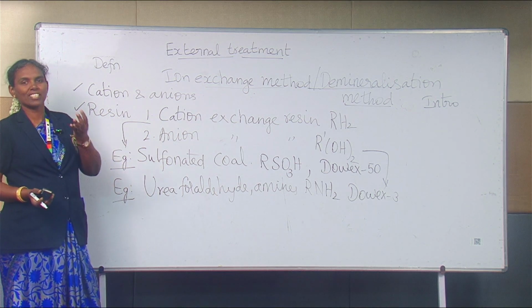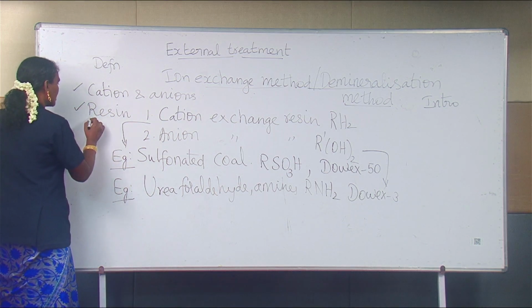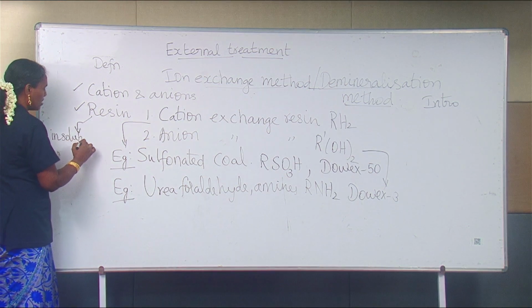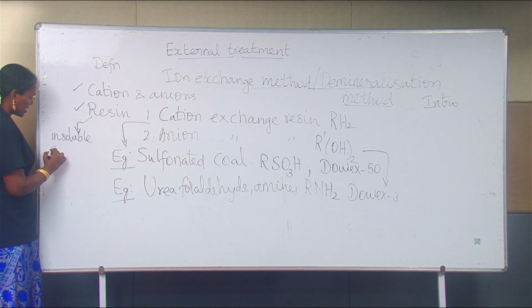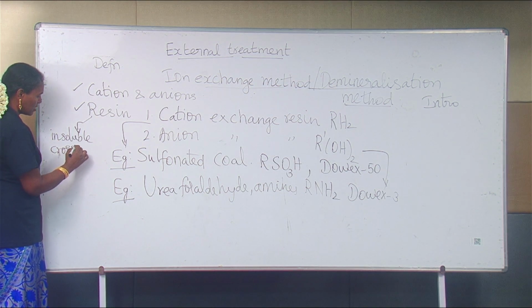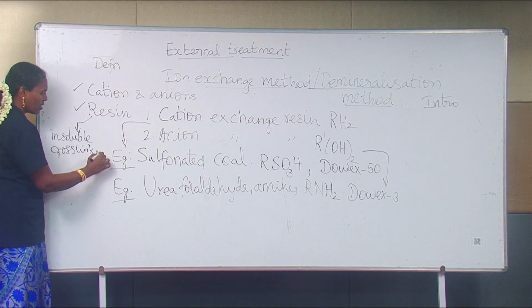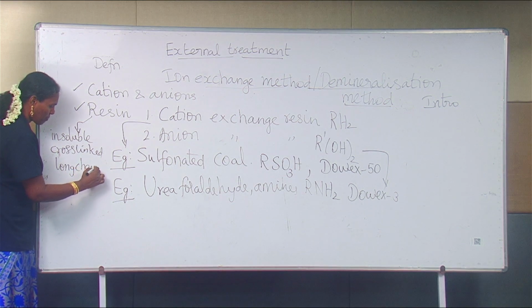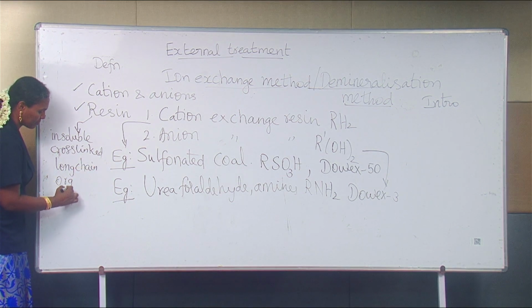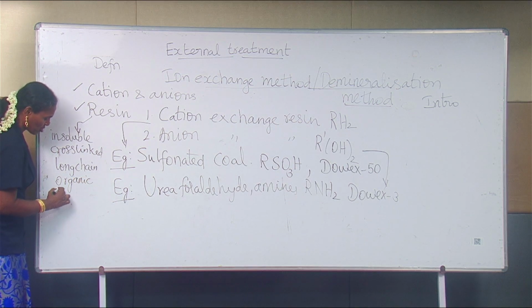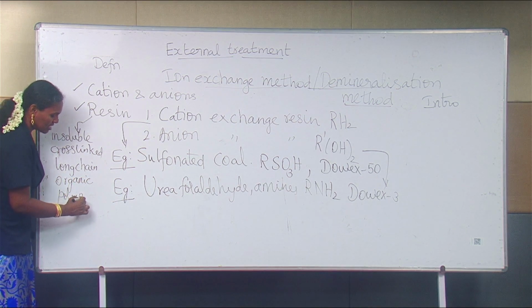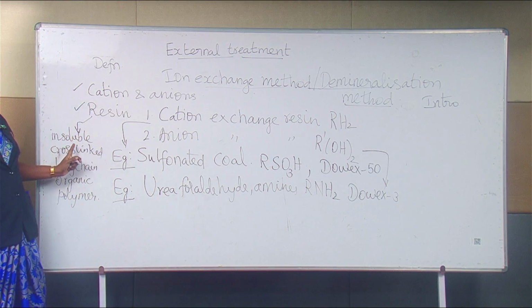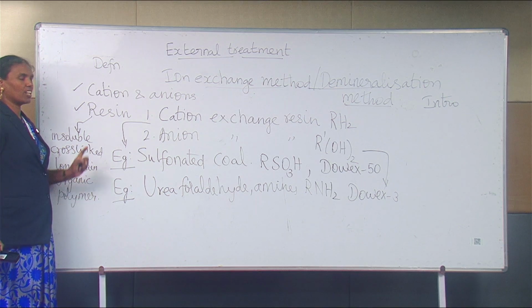There are four points you have to write. Resins are insoluble, cross-linked, long chain, organic polymers. So this is the definition for resin.